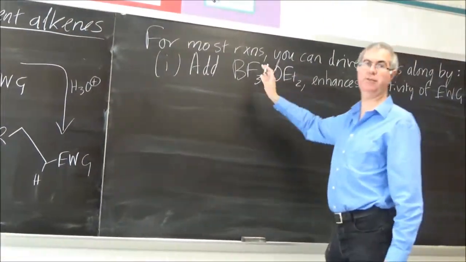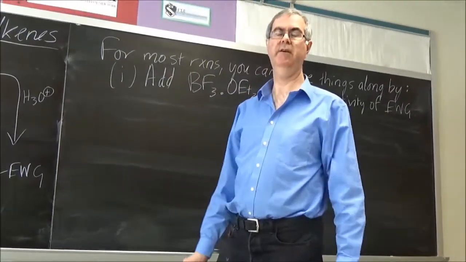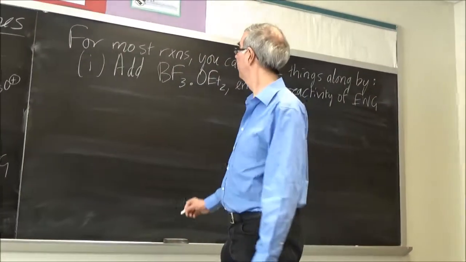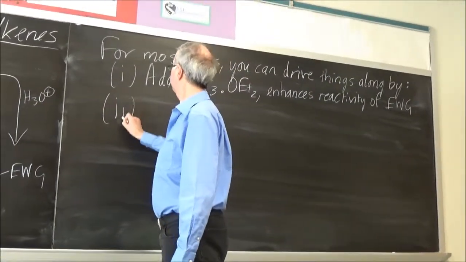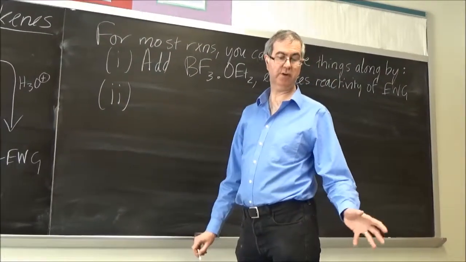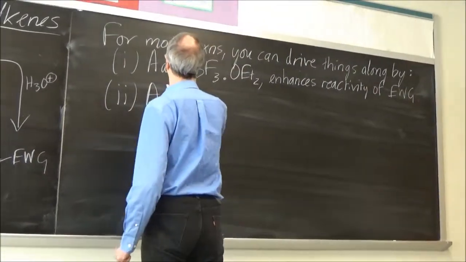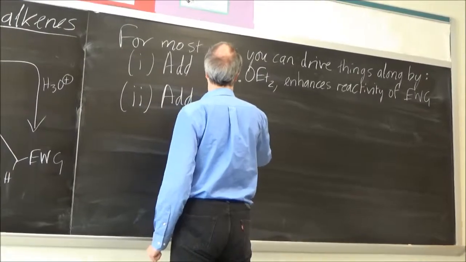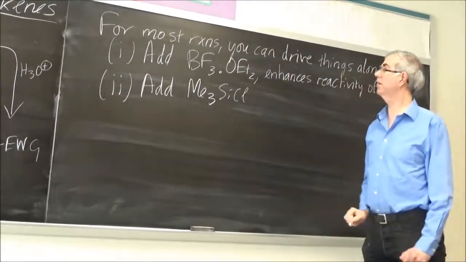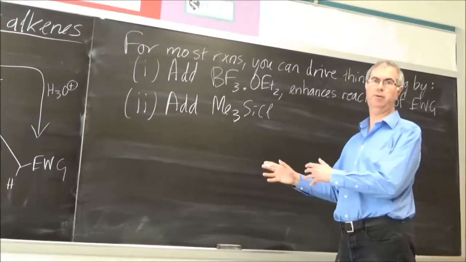We use the etherate of BF3 because this is a liquid. I have a bottle of it in the lab there. BF3 itself is a gas. It's rather hard to work with. So another trick we can do is to add trimethylsilyl chloride or chlorotrimethylsilane. And what this does is it quenches the enolate that we formed, and that helps pull the reaction through.